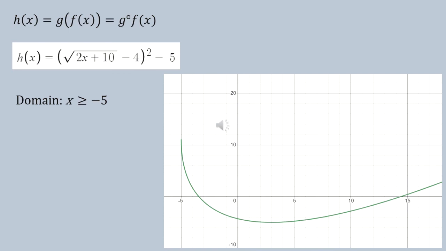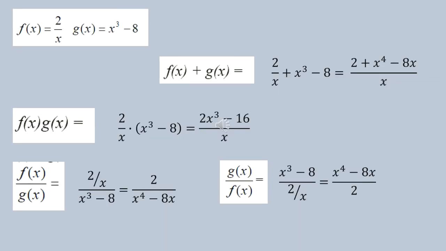Our domain is still x greater than or equal to negative 5 because of the restrictions on the original square root function of the square root of 2x plus 10. Sometimes it is worthwhile to clean up your results. The last examples we had, there really wasn't much algebra cleanup, but here we have an example where there is more purpose to cleaning up the algebra.